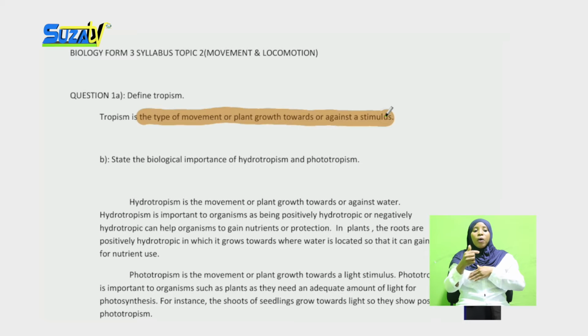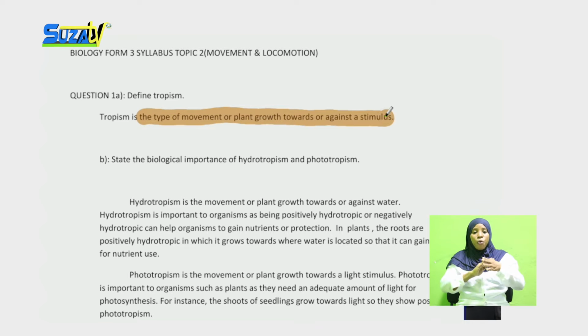For a tropism to occur, it should react to a certain stimulus. It can be either positive, that is towards the stimulus, or negative, against the stimulus. For example, we have phototropism, in which the growth occurs either towards light or against light.